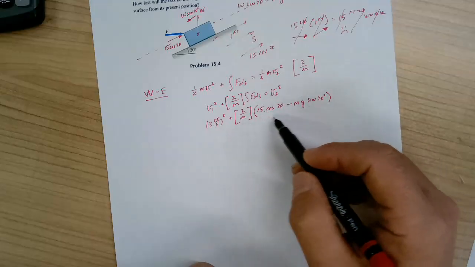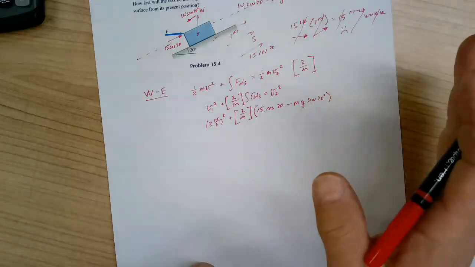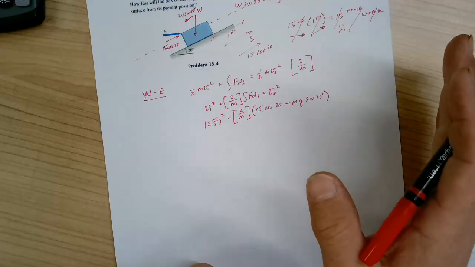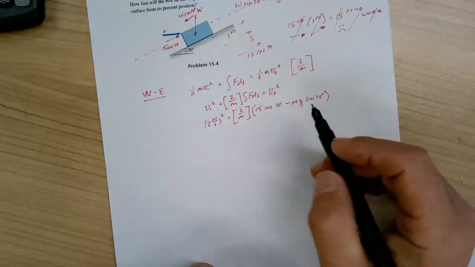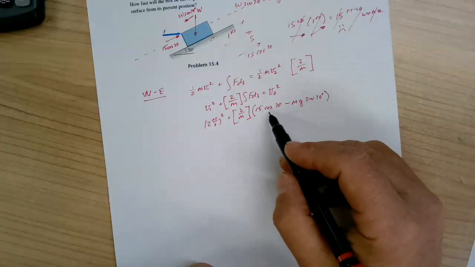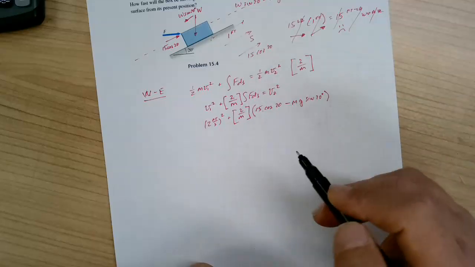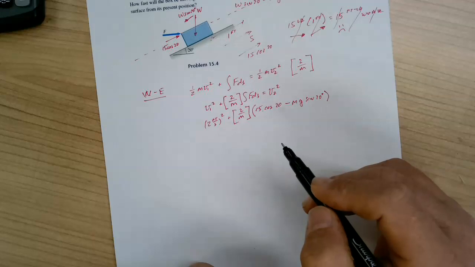On some other problems, the m will cancel out everywhere, and you never needed to know how big the object was. It wouldn't matter if it was a 1 kilogram block or a 17 kilogram block. The result would be the same. So if you're not given weight, use mg and look for a way to cancel out the m's, because if you don't know the weight, you don't know the mass.